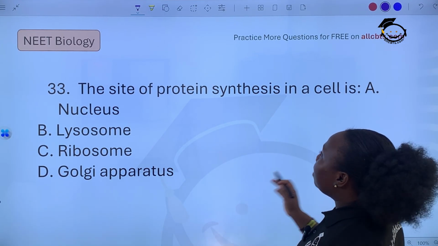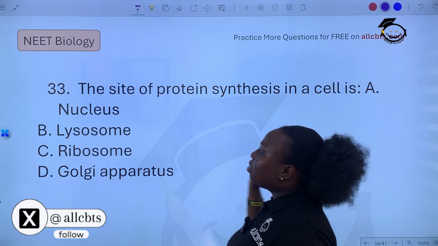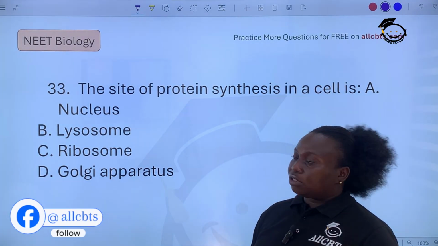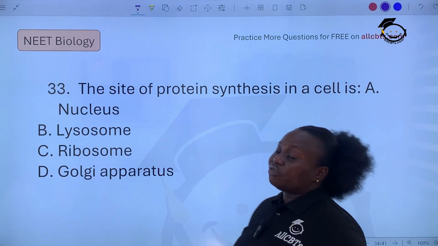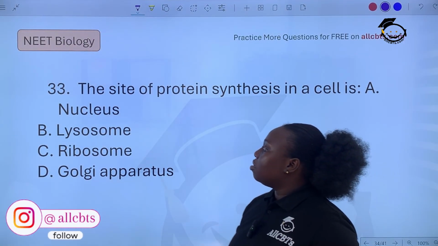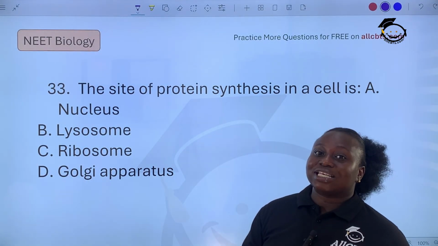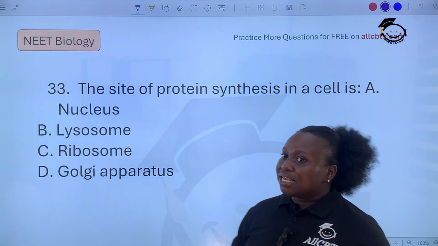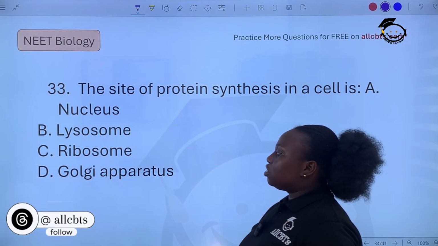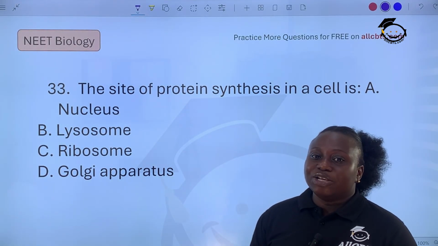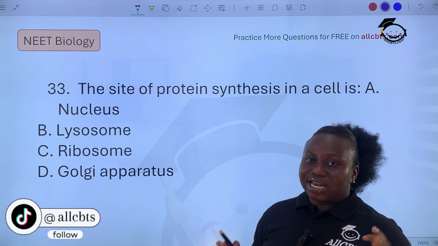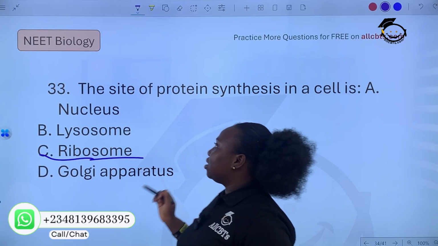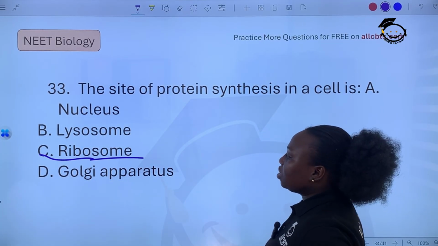Number 33, the site of protein synthesis in the cell is A, nucleus; B, lysosome; C, ribosome; D, Golgi apparatus. Now, the nucleus is where the genetic information is stored in the cell. Lysosome, we've talked about it, this is where the enzymes are formed. Ribosomes are used for protein synthesis, while the Golgi apparatus packages proteins and lipids within the cells and transports them to wherever they are needed. So the answer is option C, ribosomes, because they are the site of protein synthesis in the cell.